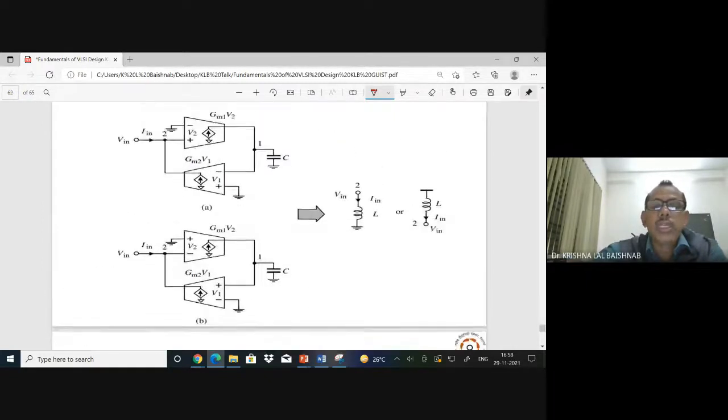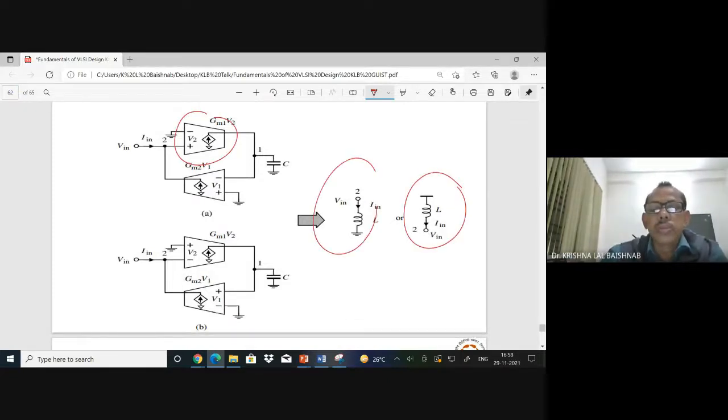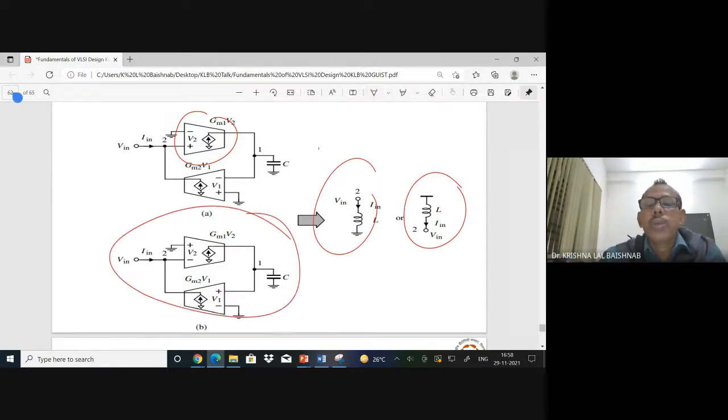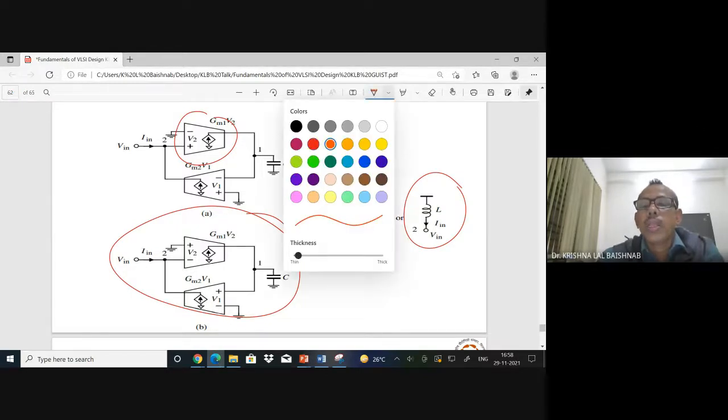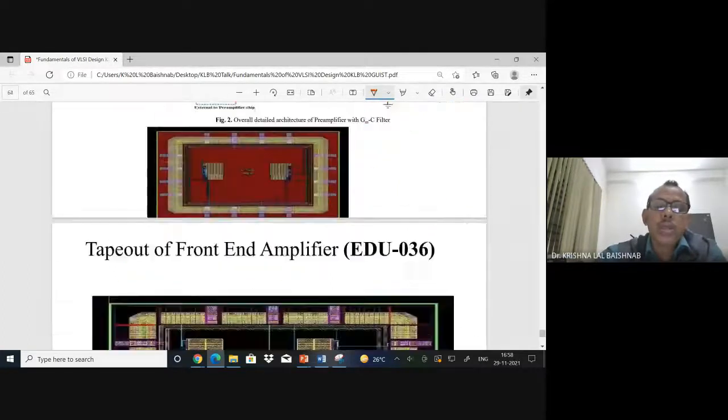You see, this is basically, as I said, one OTA and two OTAs back to back become an inductor. This is called an active inductor. Please study the active inductor from other books. The moment an OTA is designed in this fashion, it becomes an inductor. So now, thank you all.